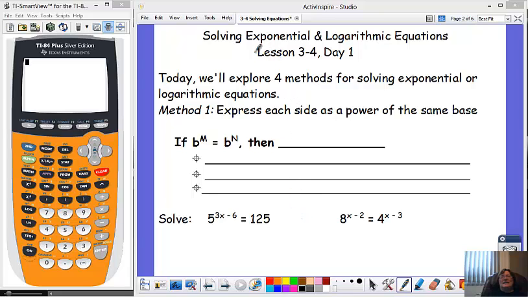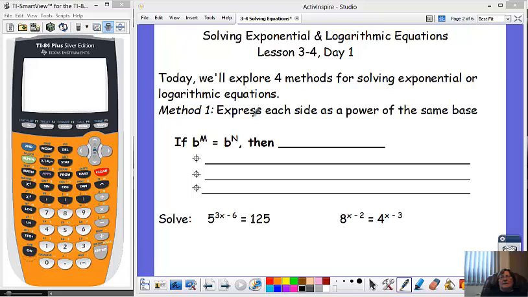Hi. Today you can tell by the lesson title that we're going to be solving exponential and logarithmic equations. Actually, we're going to be using those kinds of equations for a couple of days. Today we'll look at 4 methods or techniques for solving them. Tomorrow we'll look at applications that use those techniques.